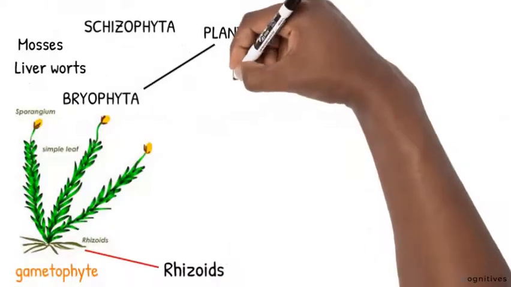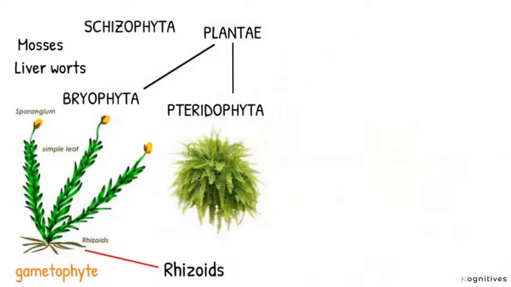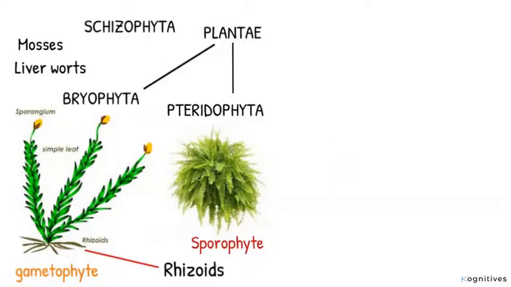Moving forward, we have division pteridophyta. These plants are also known as ferns. They are more advanced than bryophytes because they have true roots, stems, and leaves. Like the bryophytes, the pteridophytes also show an alternation of generation. But unlike the bryophytes, in which the gametophyte stage is the dominant stage, here in the pteridophytes, the sporophyte stage is the dominant stage. Here, the gametophyte is also called a prothallus.